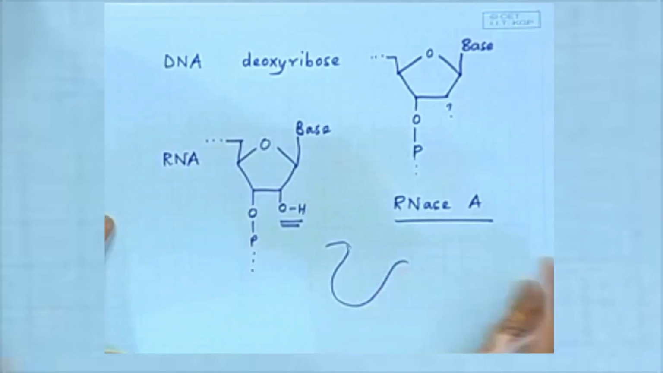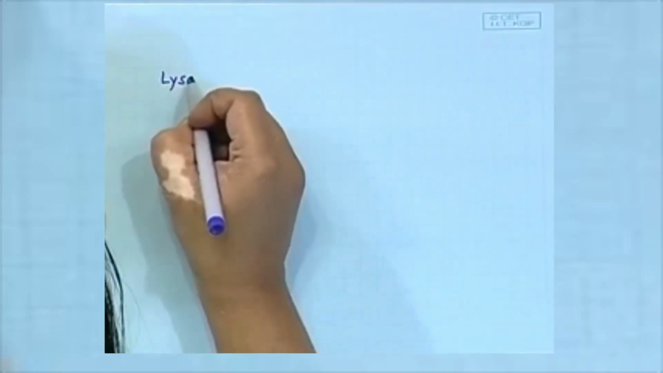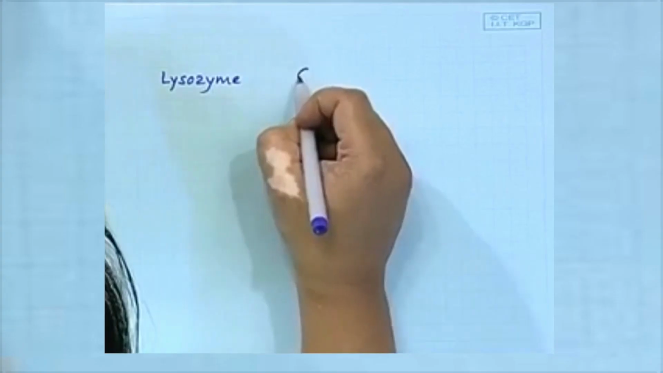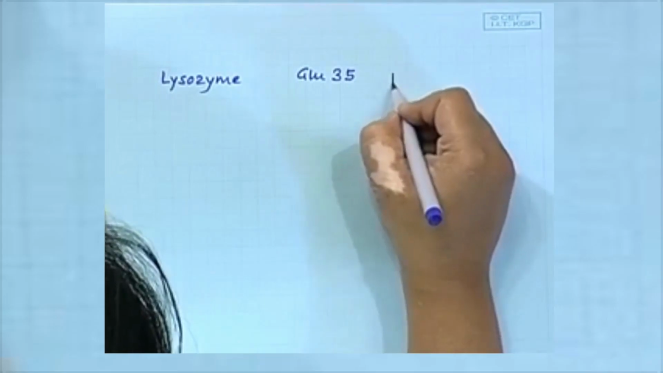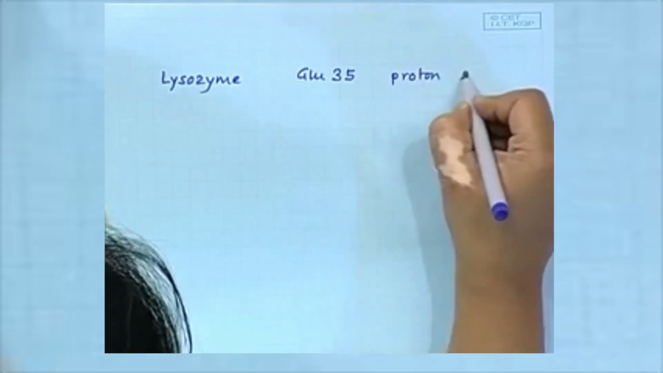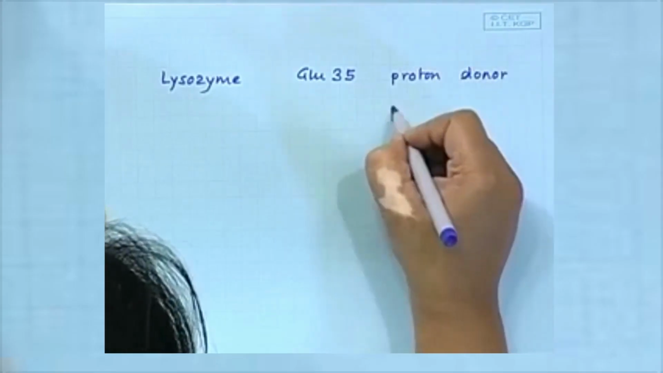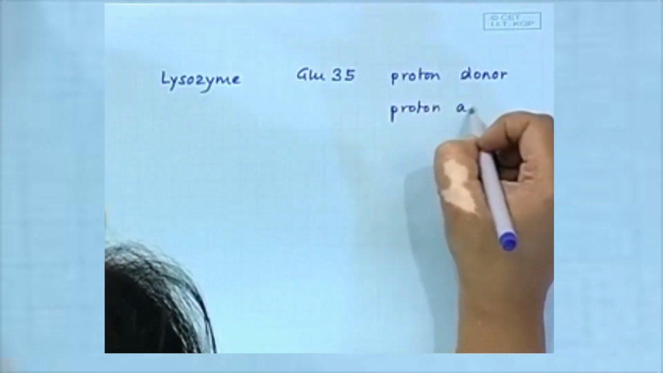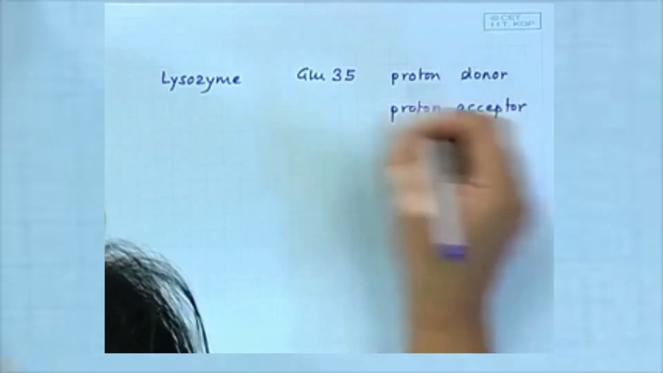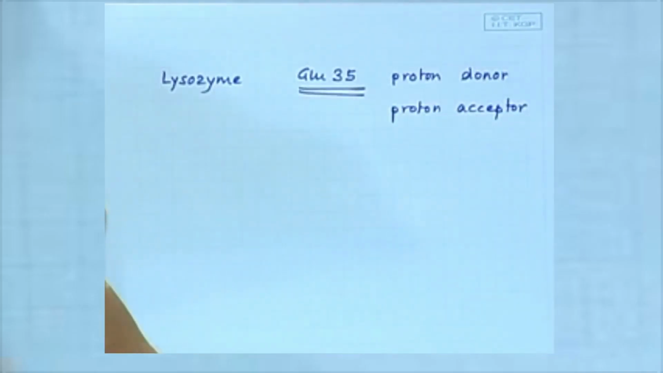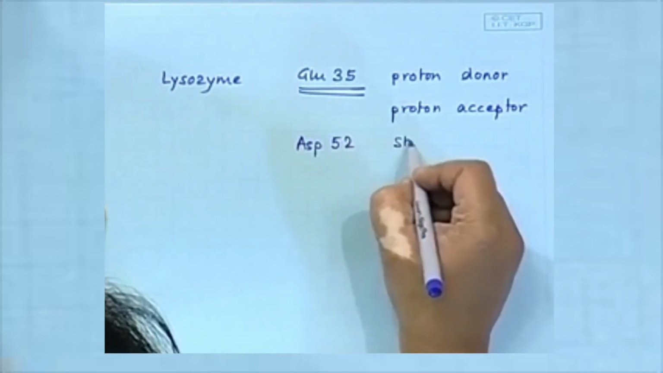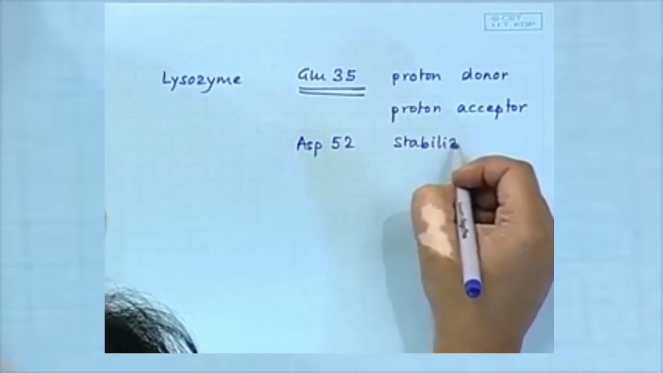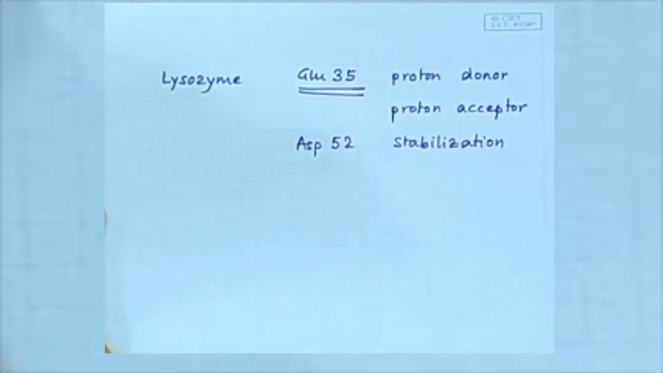Okay? So what we did next was we considered the mechanism of lysozyme, where what we saw was glutamic acid act as, what did it do initially in the first step? Act as a proton donor and then a proton acceptor. So it's basically only the glutamic acid that is taking part. It is only, and the aspartic 52 was there just for stabilization, right? That's the role of the aspartic 52.